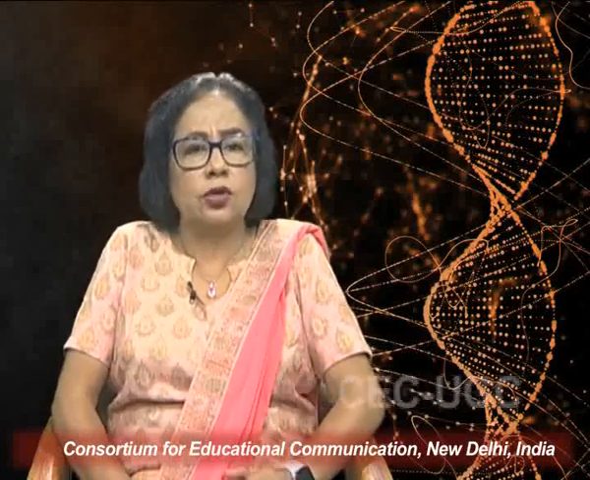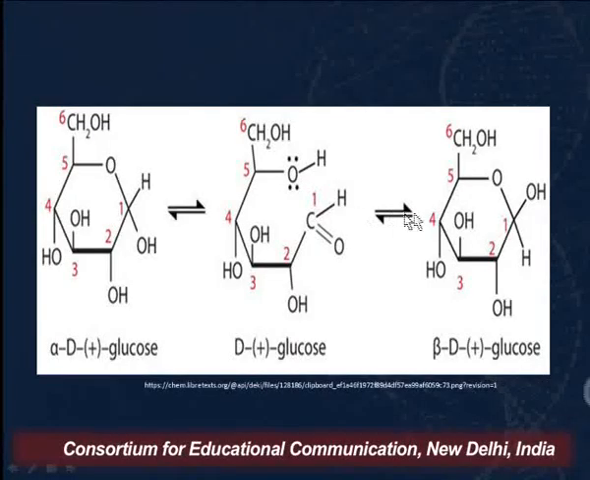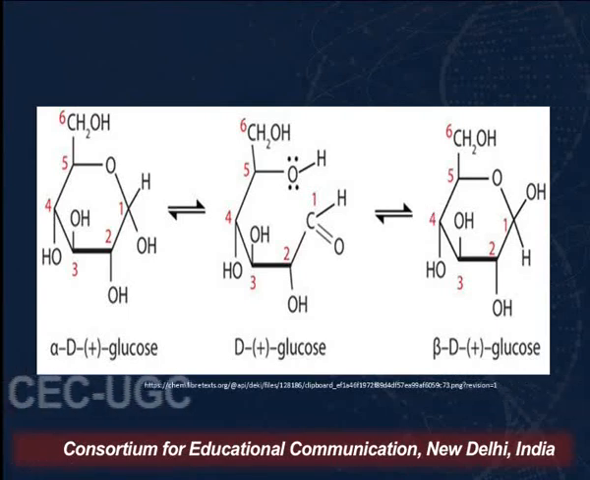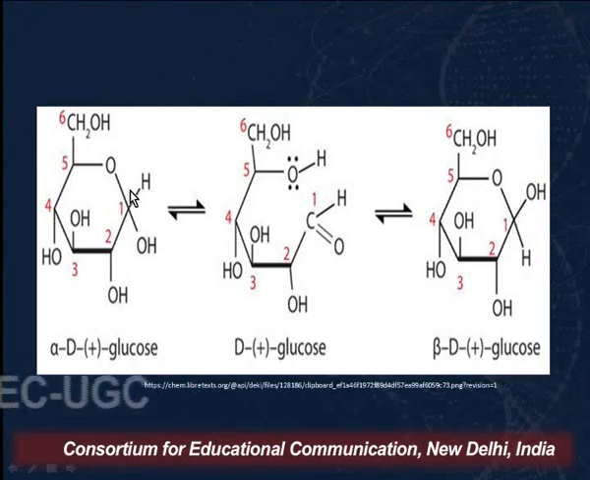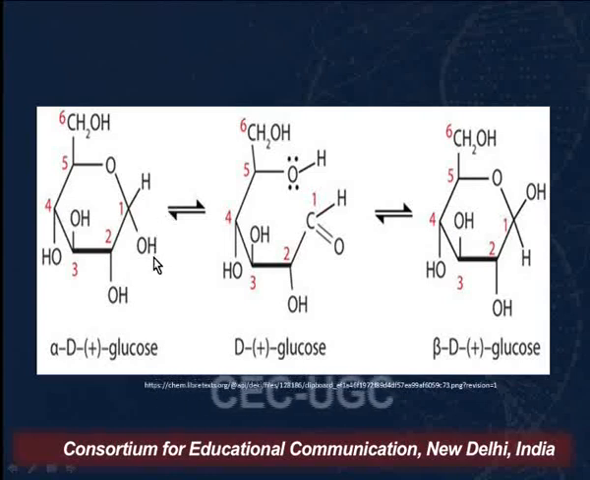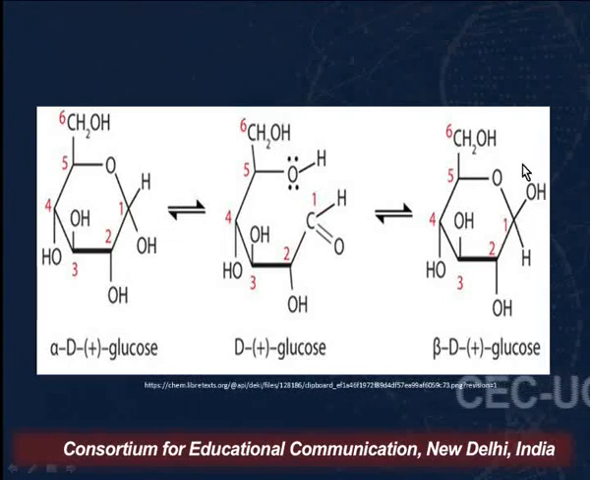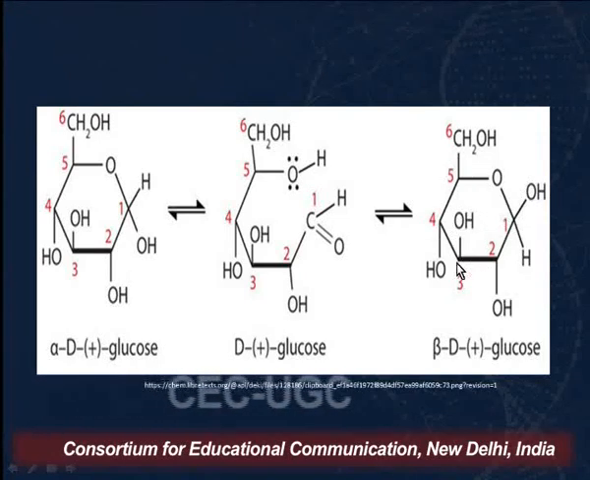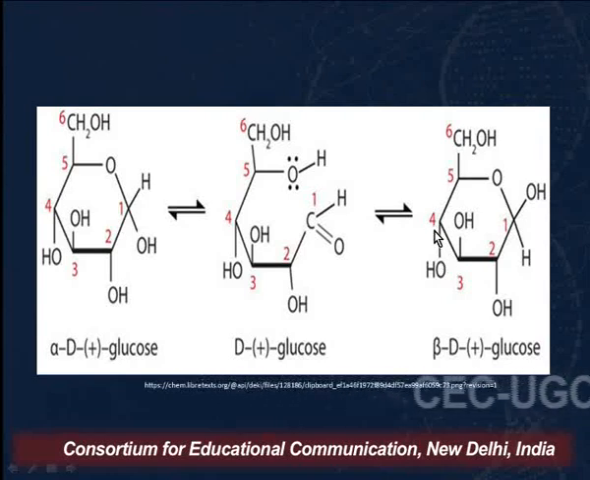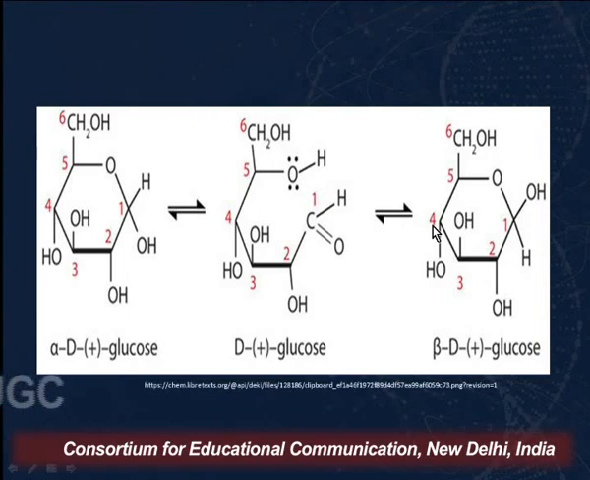If you look into these two structures carefully, they are not enantiomers. Because what are enantiomers? Enantiomers are stereoisomers which differ in configuration at each chiral carbon. And what we find is that the alpha form and the beta form differ in configuration only at the C1 carbon. In alpha form, the OH is below the plane of the ring, and in beta form, the OH is above the plane of the ring at the first carbon. And at the rest of the carbons, that is second, third and fourth carbon, the configuration is the same. So that means they are definitely not enantiomers.